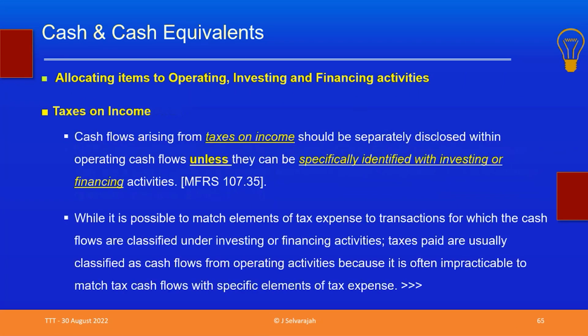Okay. Now, taxes on income. What about taxes on income? What's going to happen there? So cash flow on taxes on income should be separately disclosed within operating cash flows, unless specifically identified with investing or financing activity. So most taxes on income is always operating. You earn money, you pay the tax. As I said this morning, maybe you sold a property and you got RPGT on it.